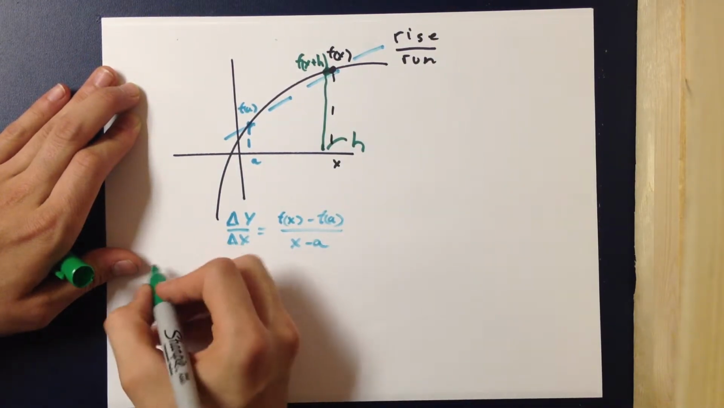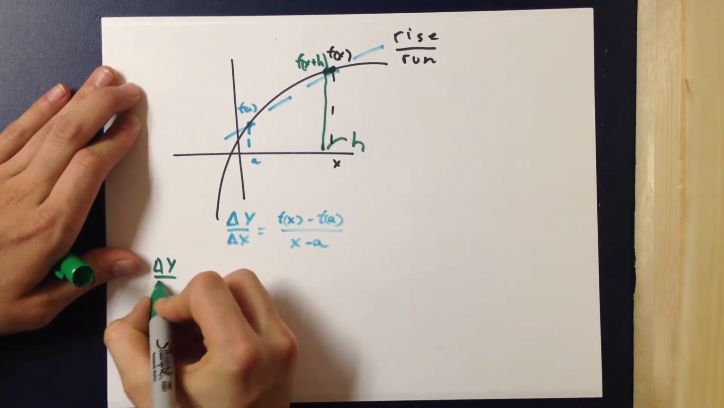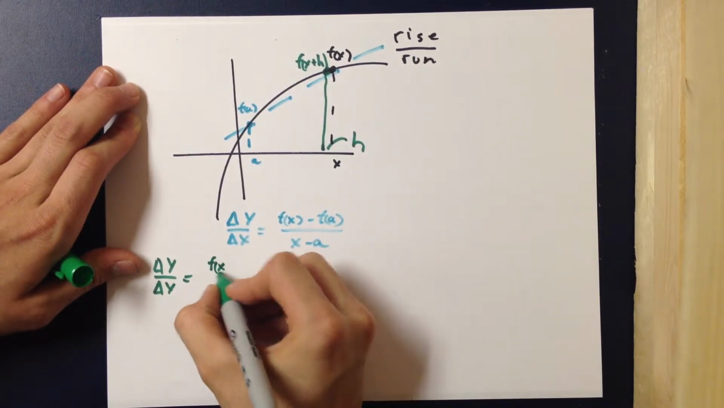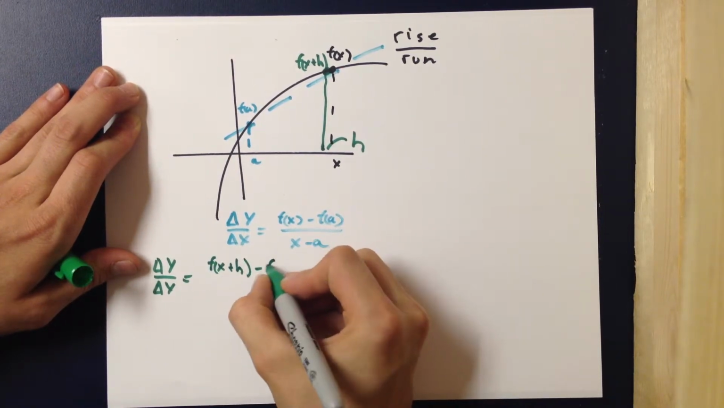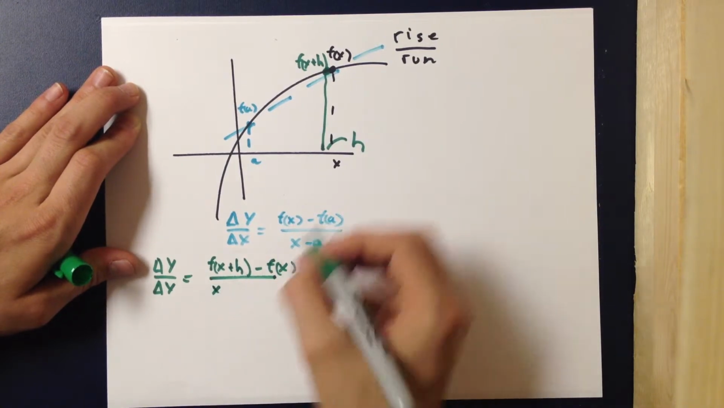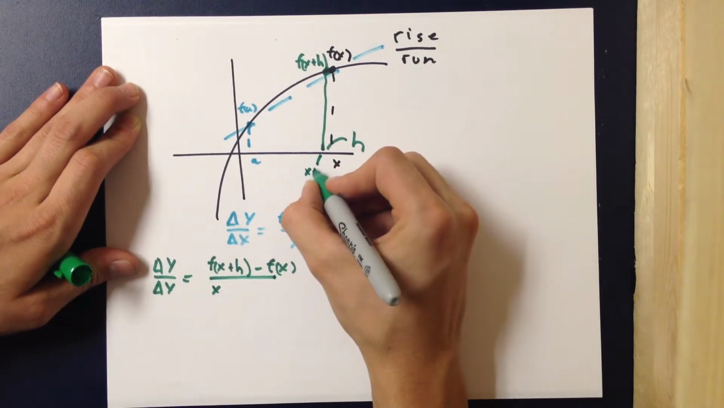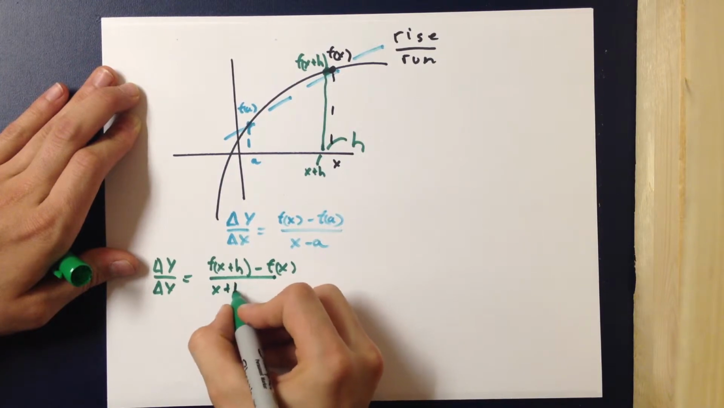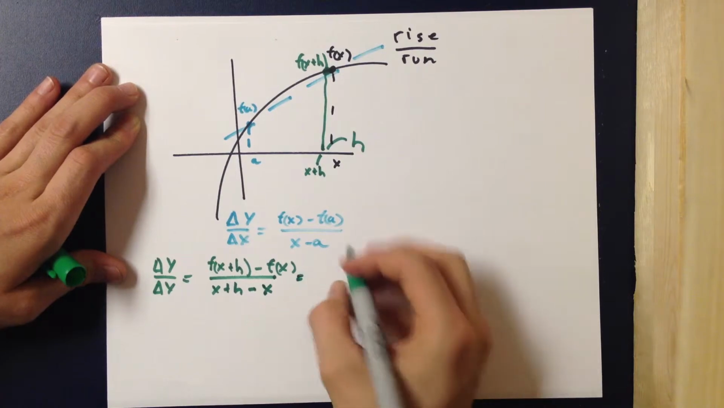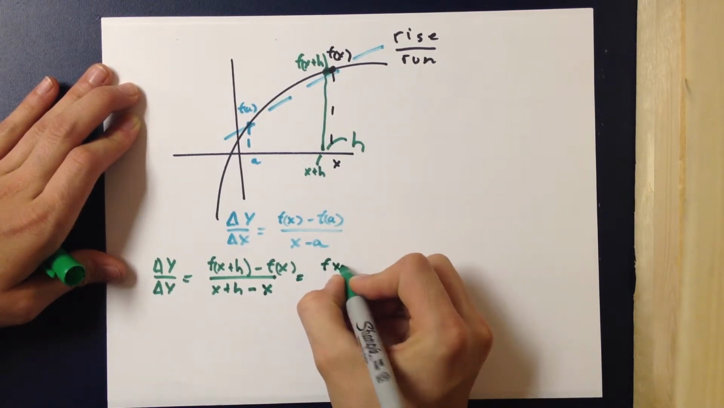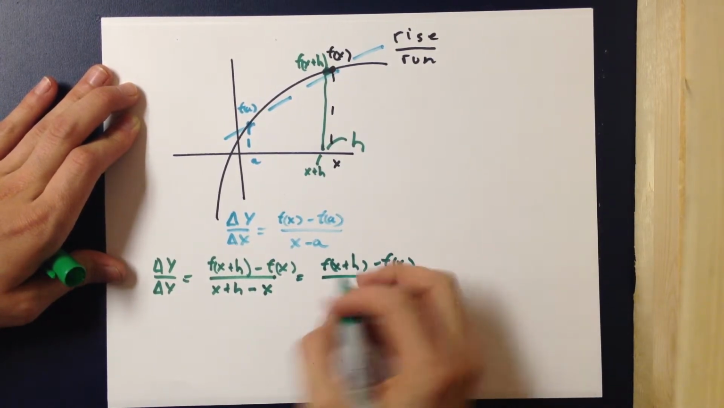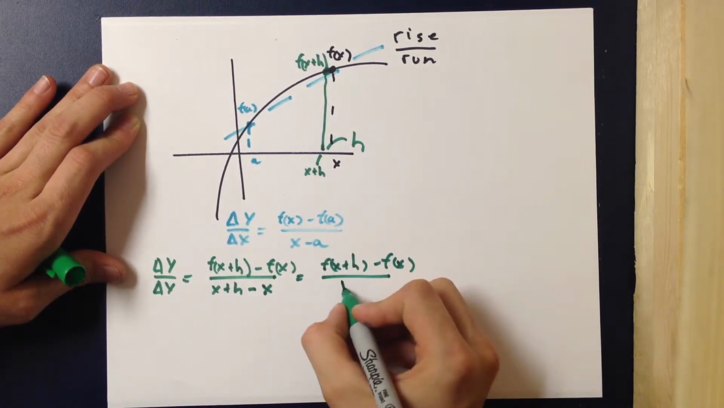The slope at this point would be, once again, change in y over change in x equals f of x plus h minus f of x, all over x plus h, which is this point right here, minus x right here. This can be simplified to become f of x plus h minus f of x, all over, since the x's go to 0, h.